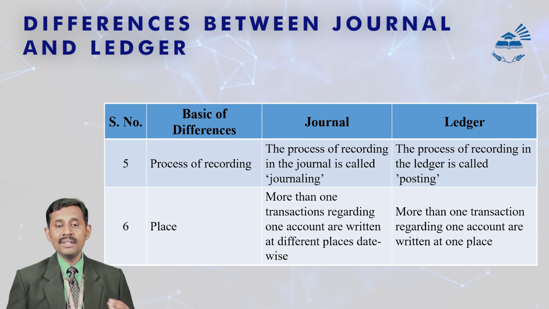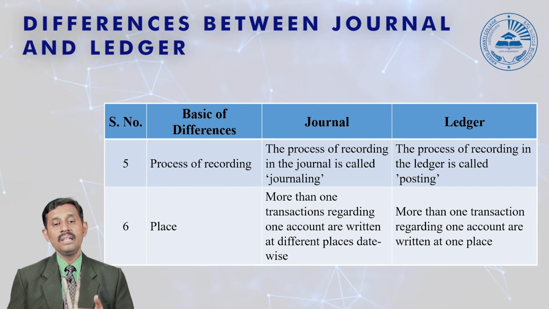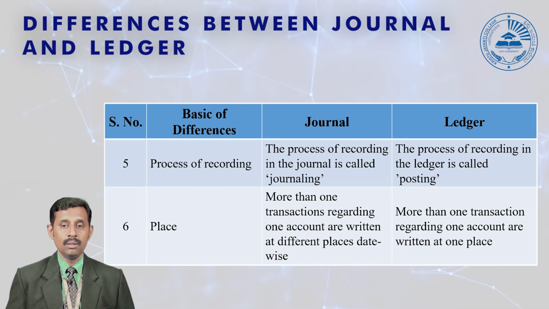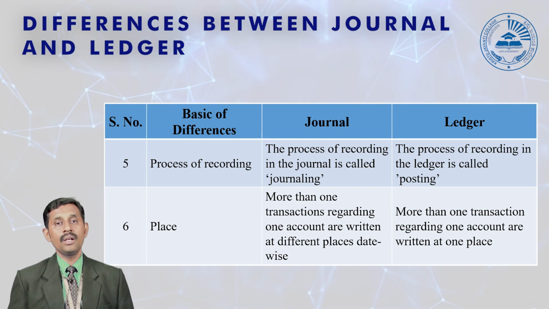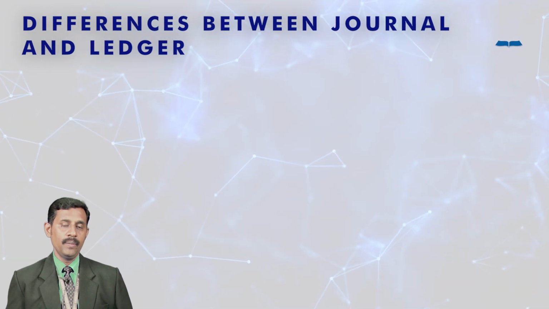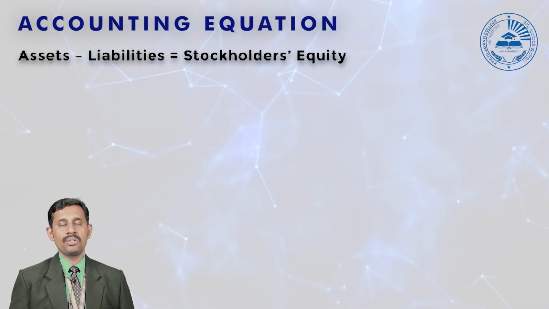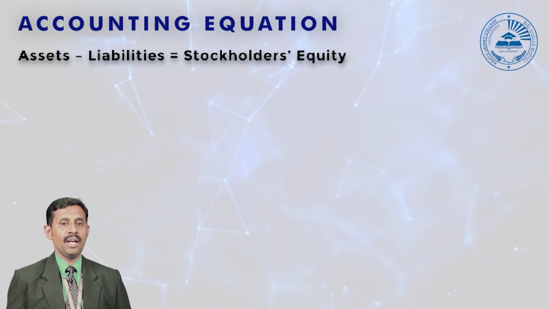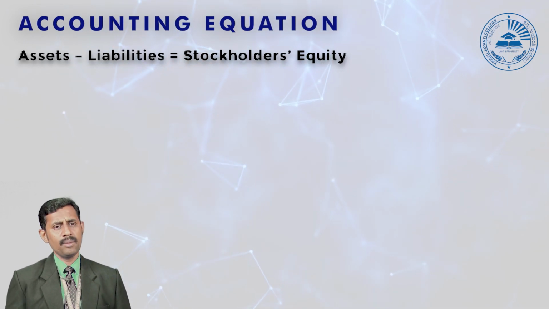In the journal, more than one transaction regarding one account is written at different places, date wise. But in the ledger, more than one transaction regarding one account is written at one place. So here we must know the accounting equation: assets minus liabilities equal to stockholders' equity. This accounting equation we must know.